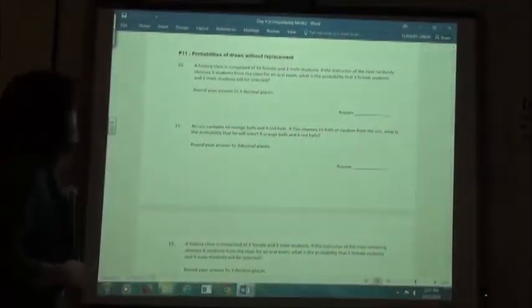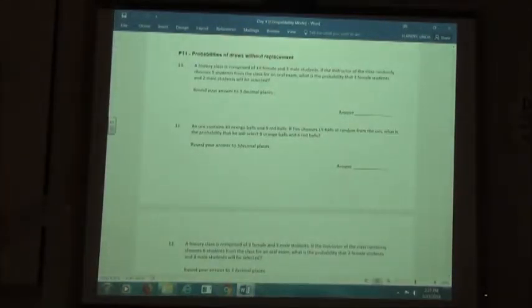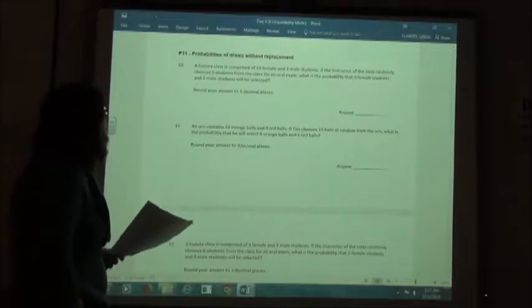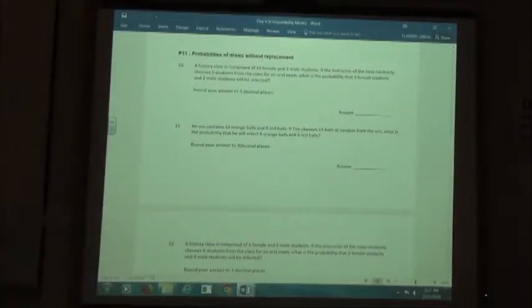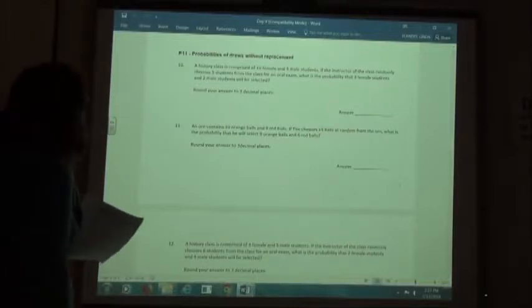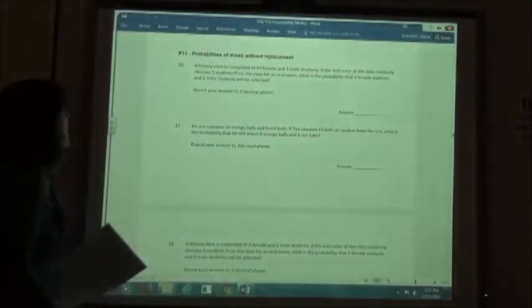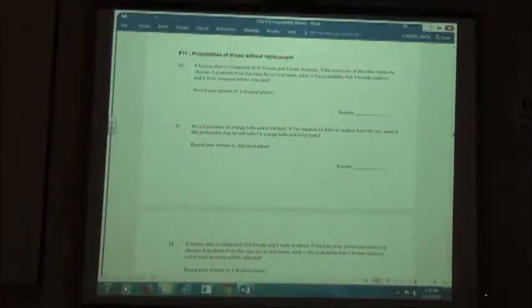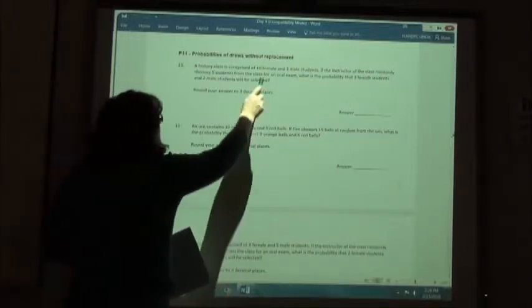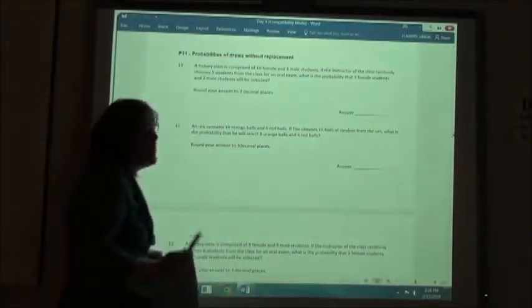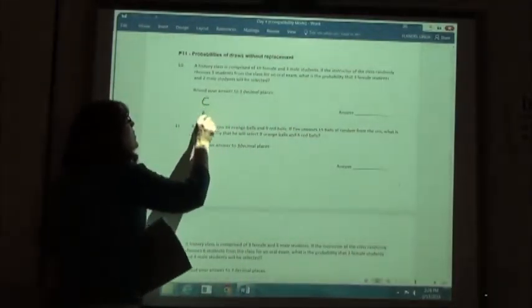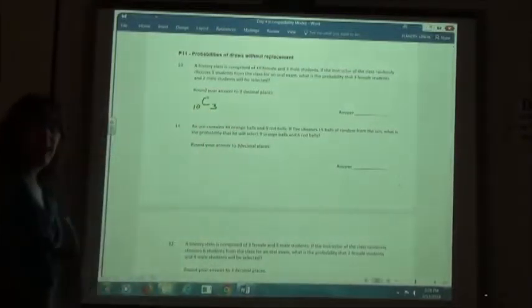And so, a history class is comprised of 10 females and 3 males. The instructor of the class randomly chooses 5 students from the class for an oral exam. What is the probability that 3 female students and 2 male students will be selected? So, we are going to use combinations here when we figure this out because the order doesn't matter. And so first of all, we're going to figure out the combination for the females. We have 10 females, and we want to find the probability that 3 of them are selected. So we're going to do a combination of 10, choosing 3 at a time.